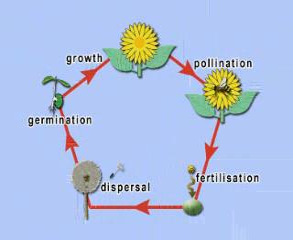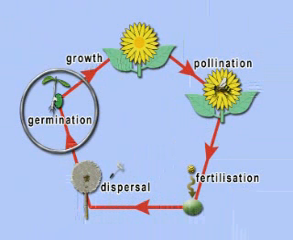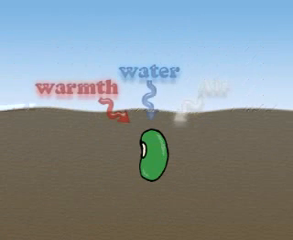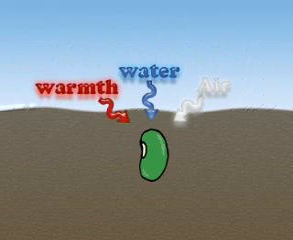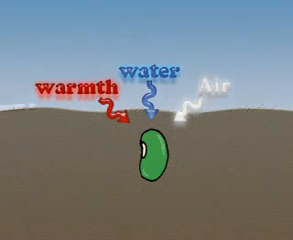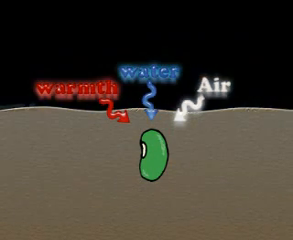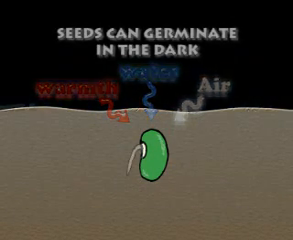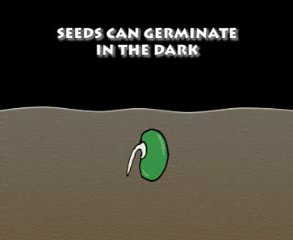After dispersal of the seeds, germination takes place. To start growing, a seed needs warmth, water, and air. However, seeds do not need light to germinate, as they will germinate just as well in the dark.